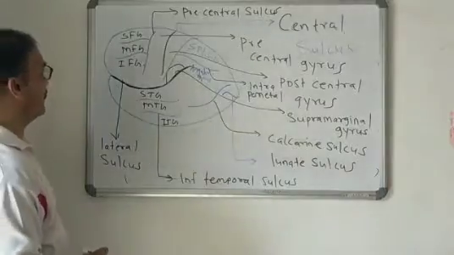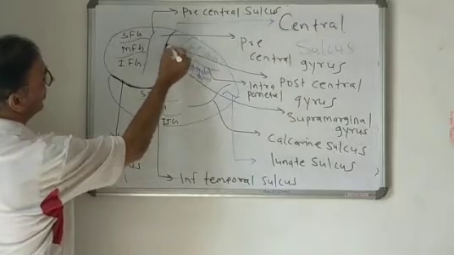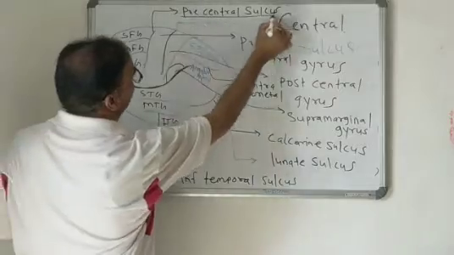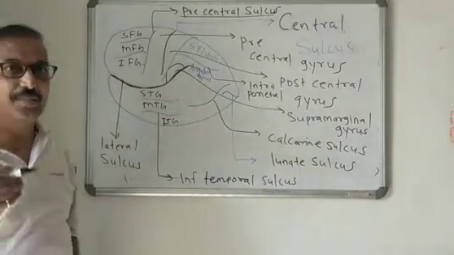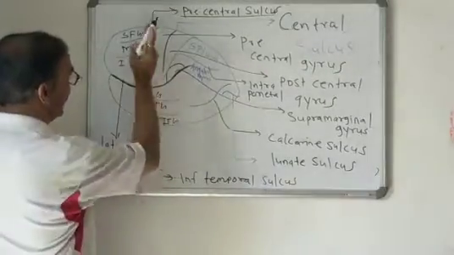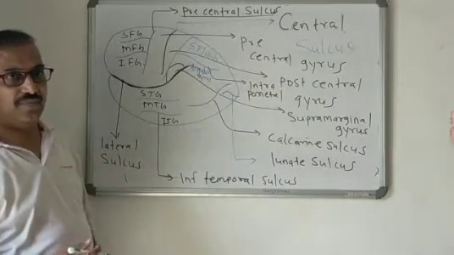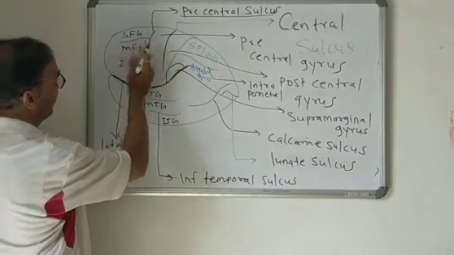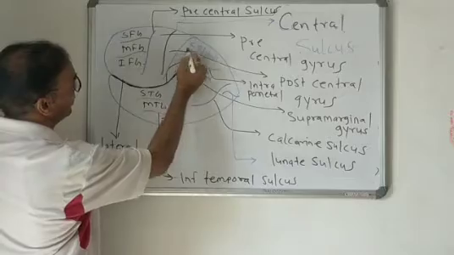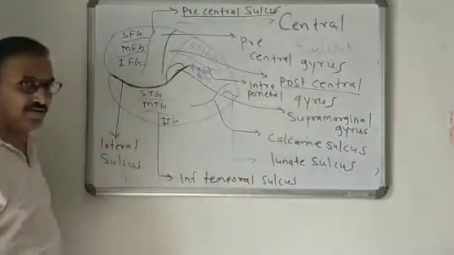Another sulcus is also present here, exactly in front of the central sulcus. That is the precentral sulcus. Remember, the central sulcus is present exactly in the midline of the cerebral hemisphere, and in front of the central sulcus there is the precentral sulcus. Just behind the central sulcus, see, this is the post-central sulcus.